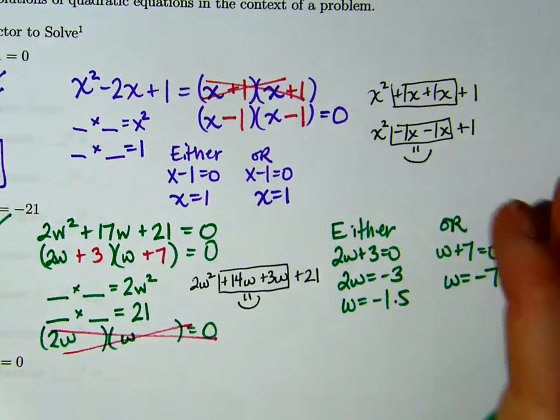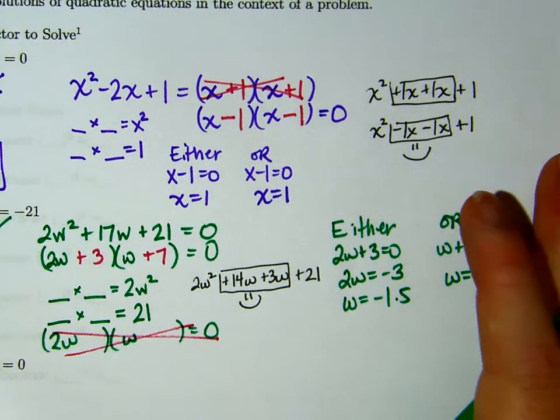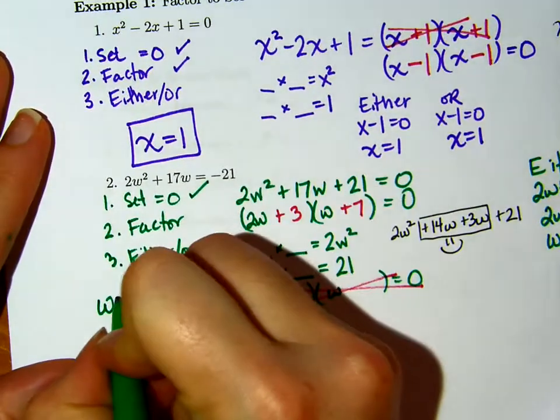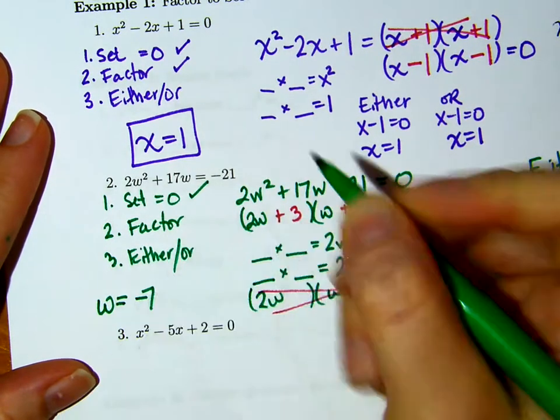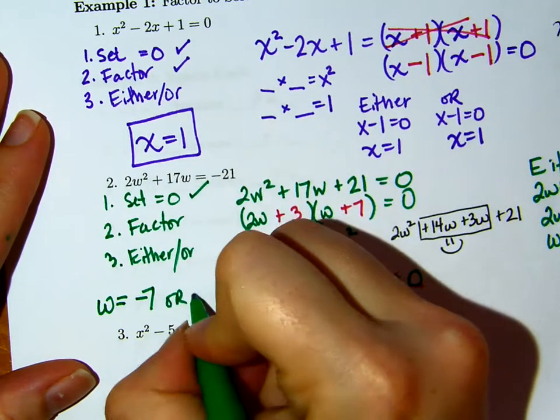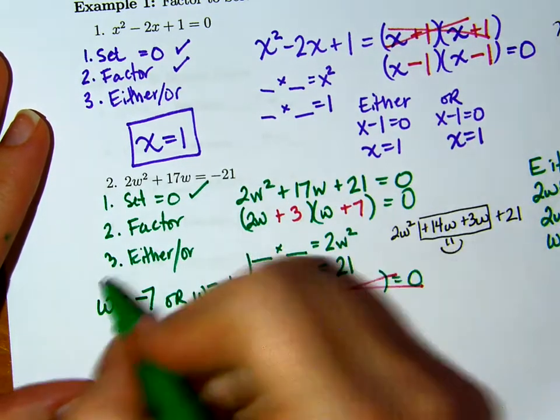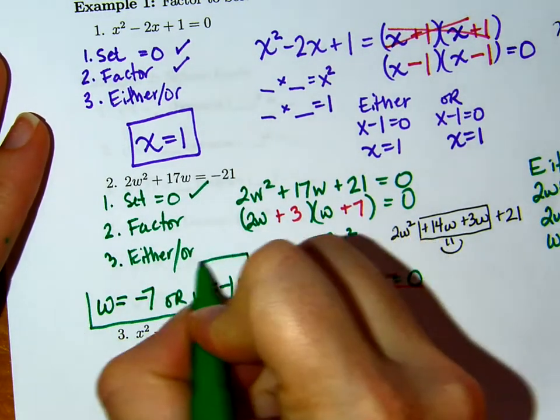I feel like we've actually done that factoring before, or at least seen this problem. Nonetheless, I'm going to go back and write these solutions down. So we just found that w is equal to negative 7, or w is equal to negative 1.5. Wow, I just had to barely squeeze that in here. Sorry about that.